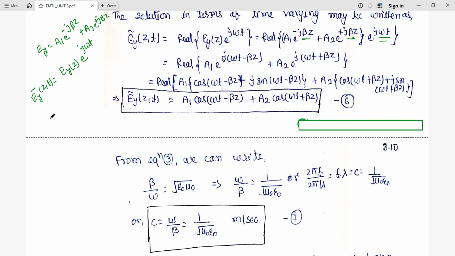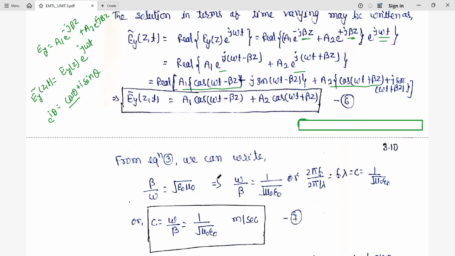And you know what e to the power j theta is: cos theta plus j sin theta, where cos theta is the real part and sin theta is the imaginary part. So here e to the power j(omega t minus beta z) is expanded, and also e to the power j(omega t plus beta z) is expanded. Finally, we require only the real part. So we have taken this one as the real part and the other real part is this one. Now finally we have equation number 6.